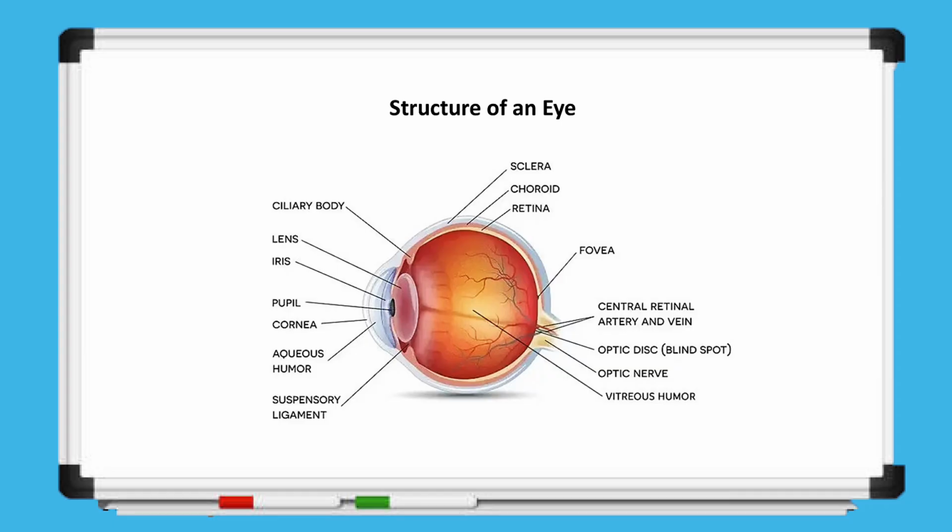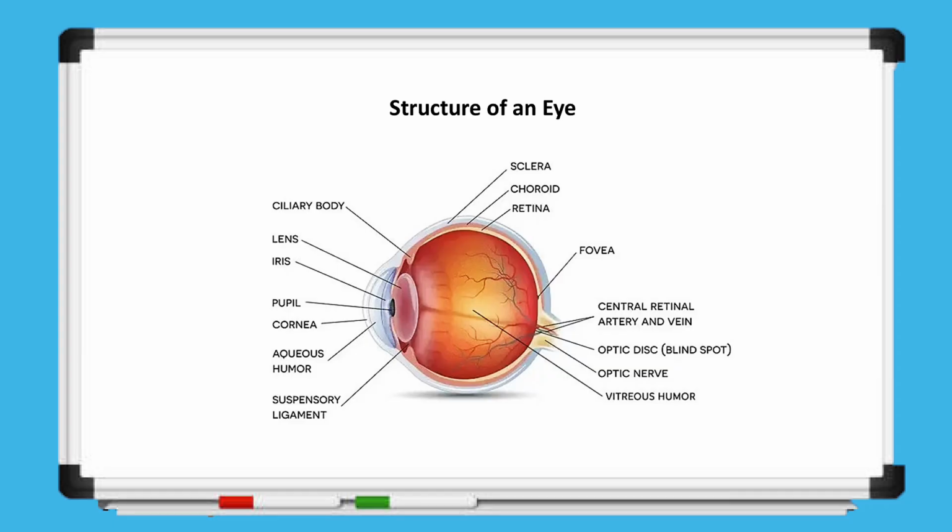The retina is the innermost light-sensitive layer at the back of the eye, containing rods and cones, or photoreceptor cells. At the center of the retina is the fovea, a small depression packed with cones, which allows us to see fine details sharply. The central retinal artery and vein pass through the optic disc, also known as the blind spot, providing blood supply to the retina. The optic nerve then carries all the visual information from the retina to the brain.